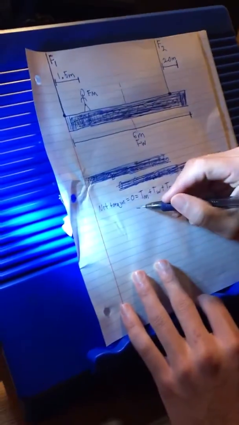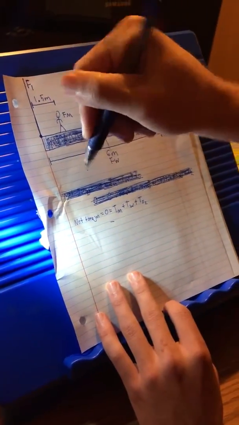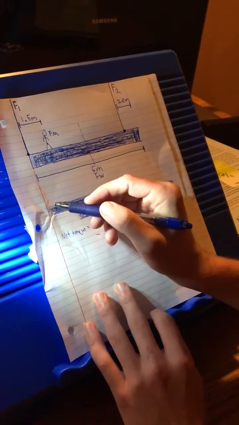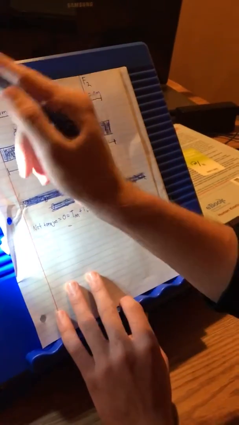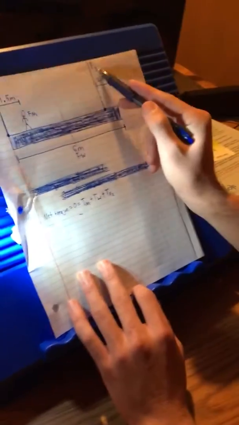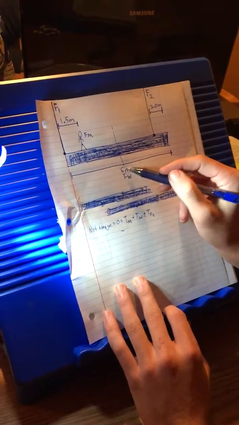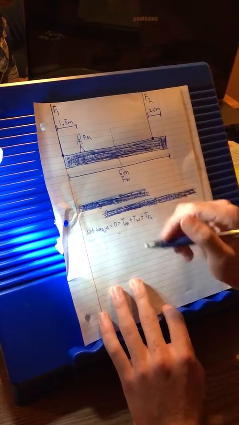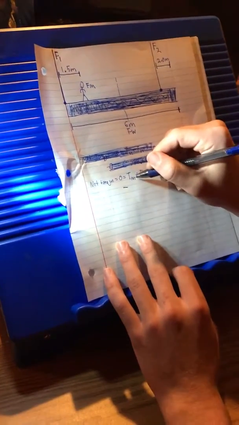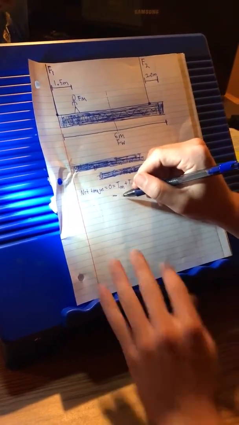Alright, so the torque of the man, if it's going to swing clockwise, it'll be negative. If it's going to go up and counterclockwise, it's positive. So our F2 will be positive, but our torque of the beam and torque of the man are both going to be negative.